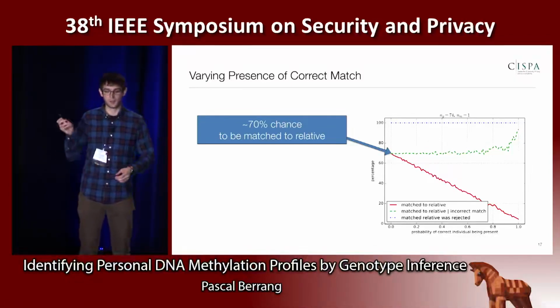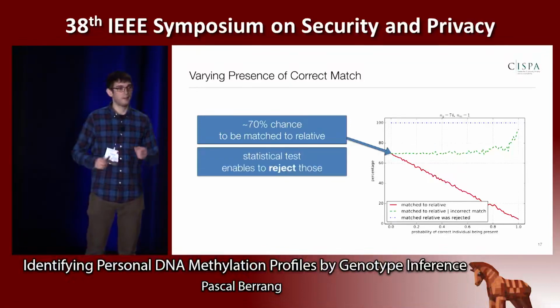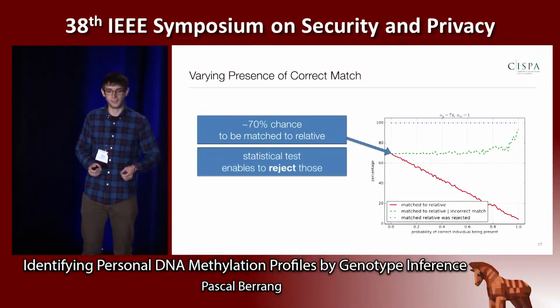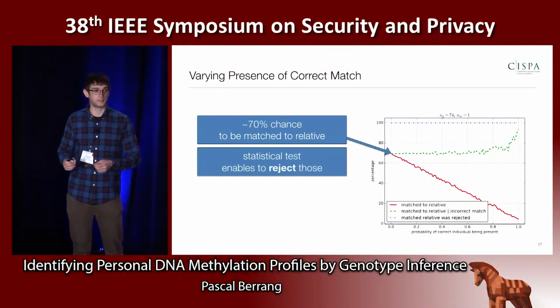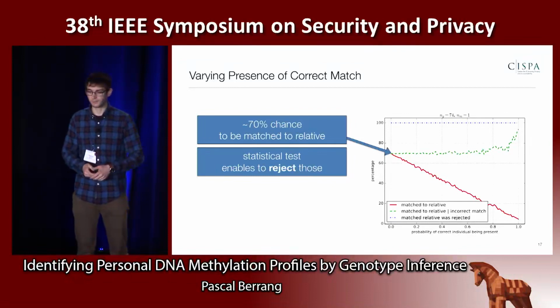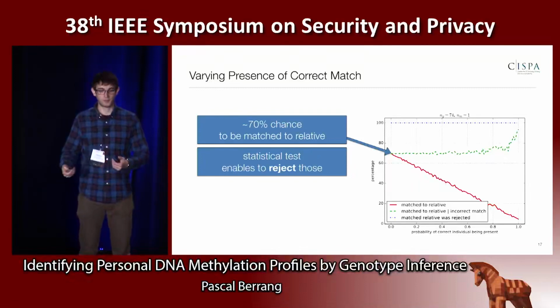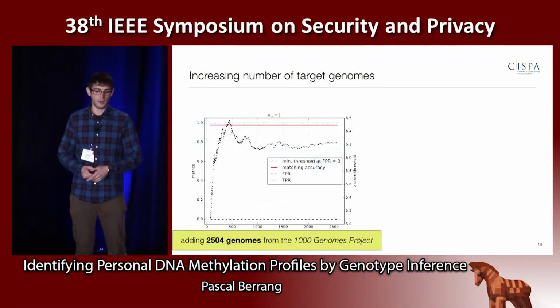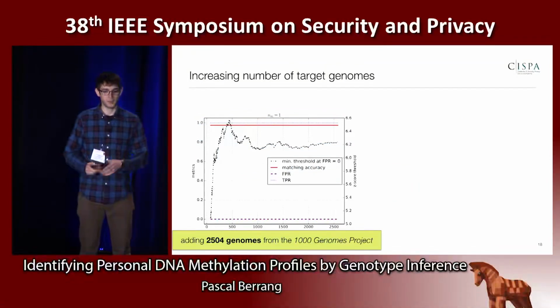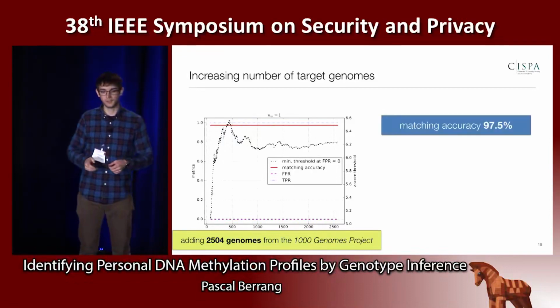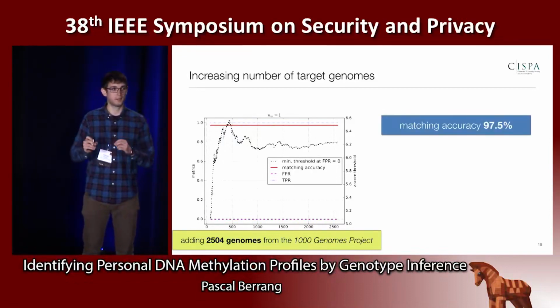But still, as the blue line on top shows, our statistical test, our statistical validation, is still able to detect those cases and reject those cases where we match to the relative instead of the real individual. Okay, as I said, we also vary the number of genomes in the genome database. This is done here by adding 2,500 more genomes successively to the genome database. And the interesting thing here is that the matching accuracy remains stable the whole time.